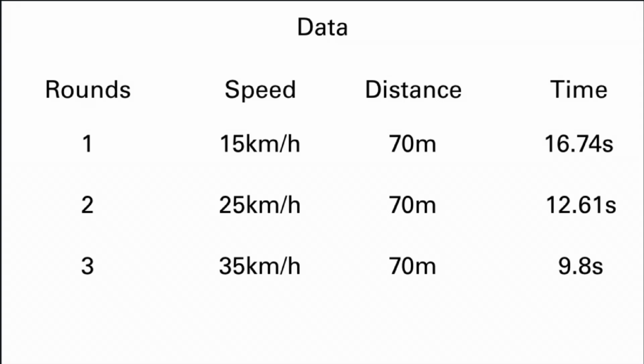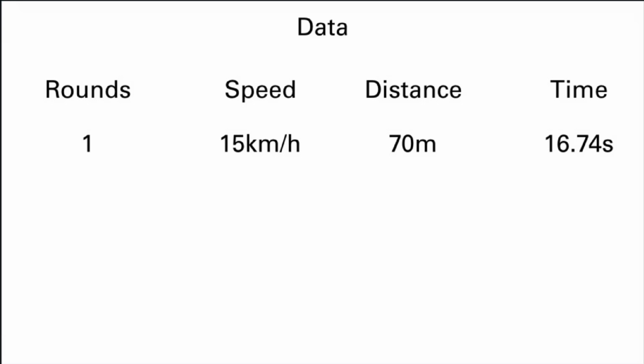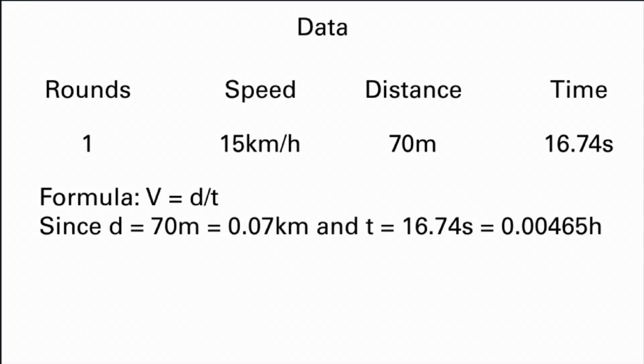So with that, let's take a look at our calculations. Okay, so first we'll start off with round 1, and let's say we're trying to find v, the velocity or the speed. So we know that v is equal to d divided by t, distance over time. Since d here is 70 meters, we'll just put it here and change it to kilometers, which is 0.07 kilometers, and t, which is 16.74 seconds, and change that to hours.